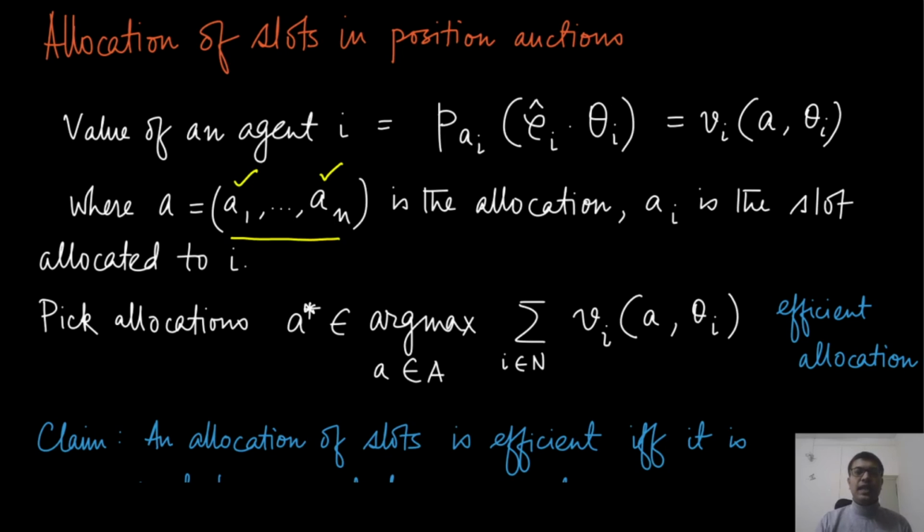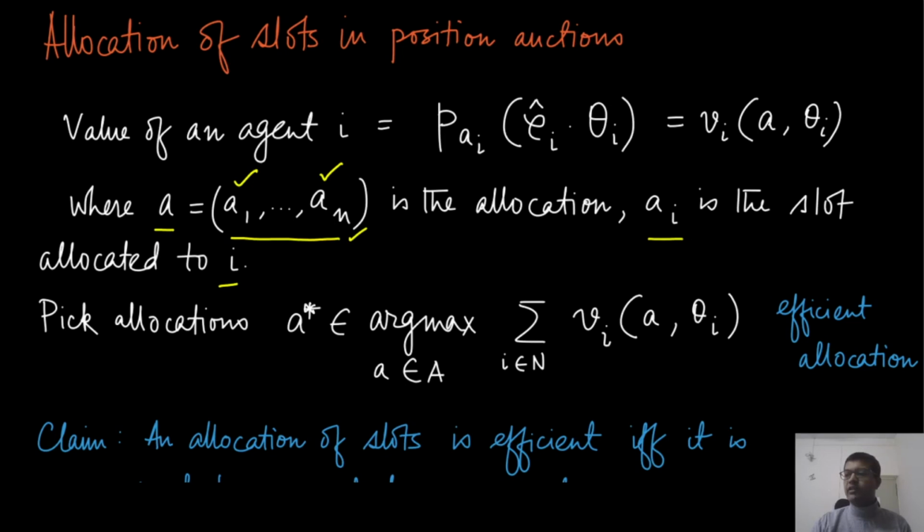So what the allocation decision has to do is to decide who gets which slot. The allocation is given by this vector A, denoted by A1 to AN, where AI means the slot that has been allocated to player I. We have already assumed that there are more slots than players, so all that matters is who gets which slot. So A1 means the slot that is obtained by player 1, and so on.